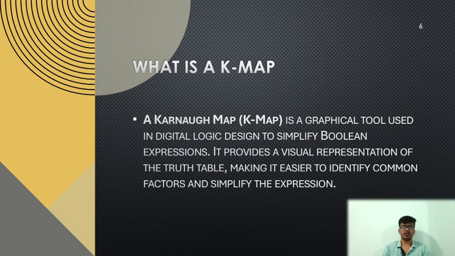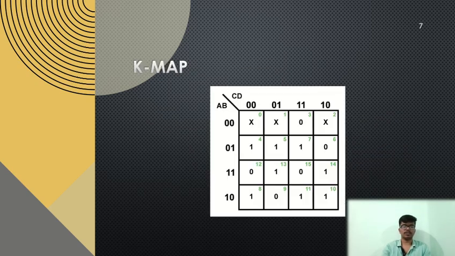A Karnaugh map is a graphical tool used in digital logic design to simplify Boolean expressions. It provides a visual representation of the truth table, making it easier to identify common factors and simplify the expression. Here, this is a four variable K-map, A, B, and C, D. Here, for AB, the values are represented as 00, 01, 11, and 10, and for CD, 00, 01, 11, and 10. Here, the X represents don't care conditions.